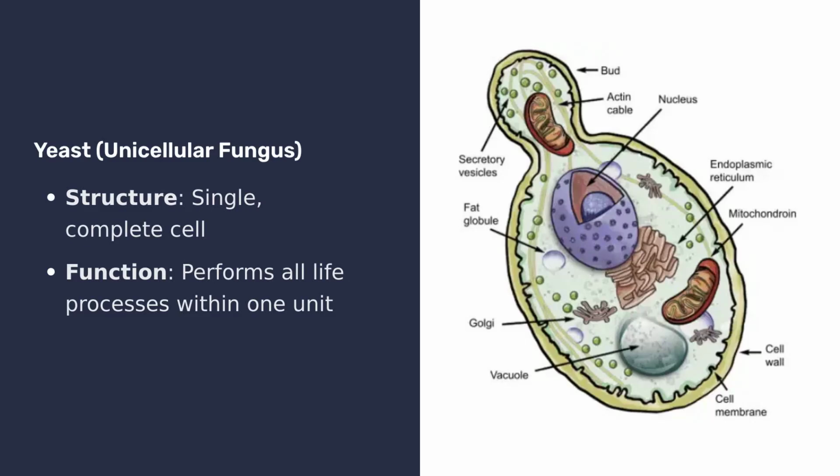Even in single-celled organisms, the cell is the basic unit of both structure and function. Take yeast, a single-celled fungus. Its entire structure is that one cell, complete with a cell wall, nucleus, and organelles. This single cell performs all the necessary functions for life: metabolism, growth, reproduction, and responding to its environment, demonstrating the completeness of the cell as a functional unit.